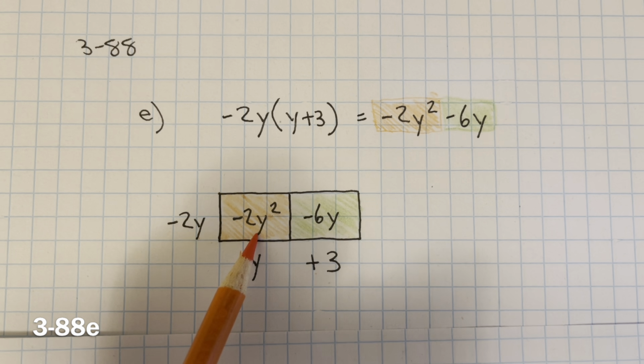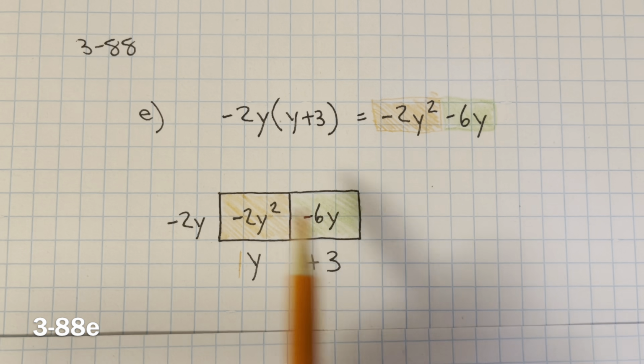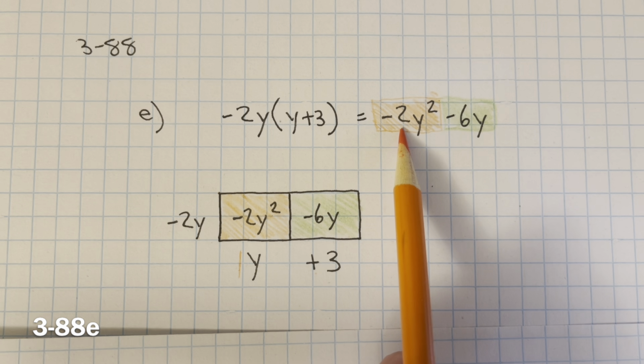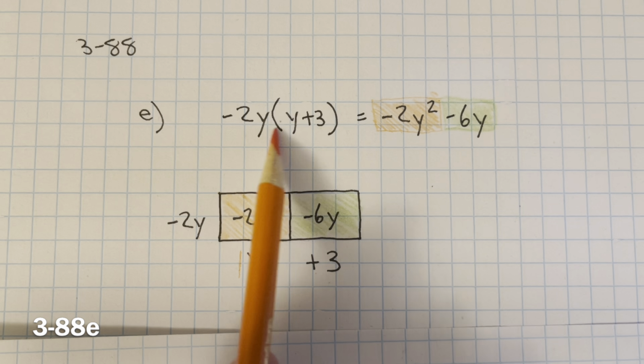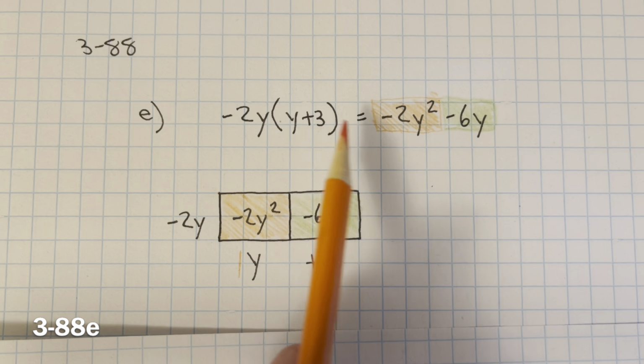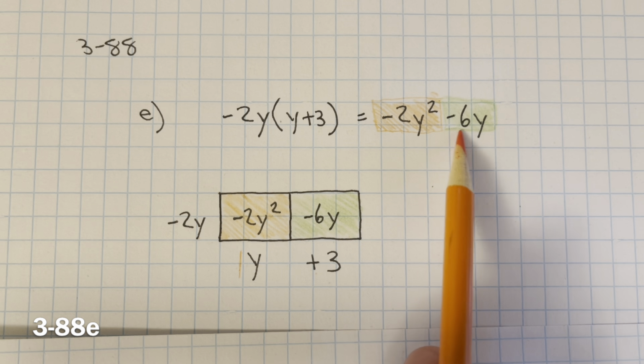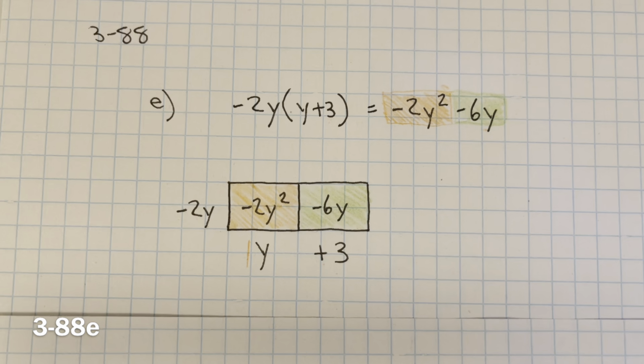We don't have any like terms to combine, so we have negative 2y minus 6y. Area written as a product equals the area written as the sum of its parts.